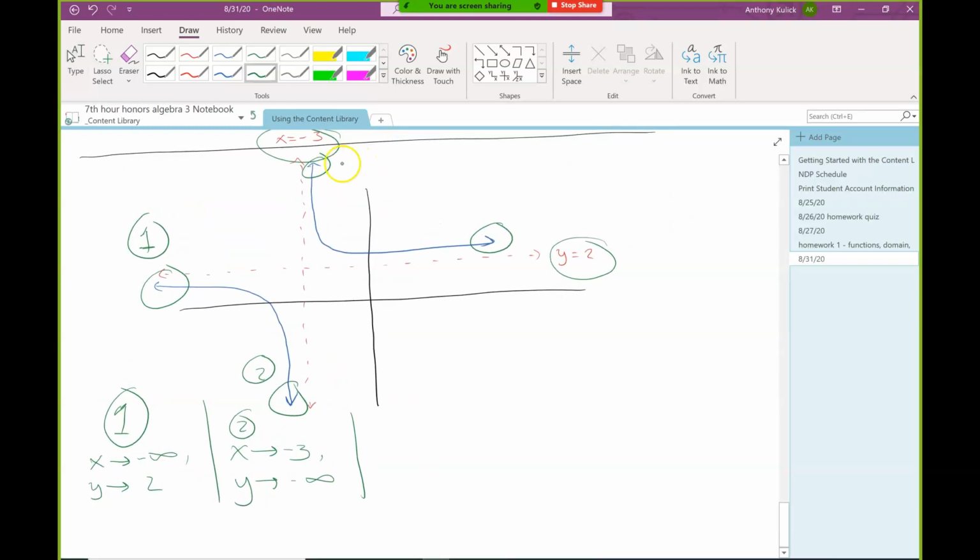Okay. Let's go up here. I'll call this arrow number 3. So again, that arrow is going right up to that vertical asymptote. So we can say x approaches -3. But this time the arrow is pointing up, so we'll say y approaches positive infinity.